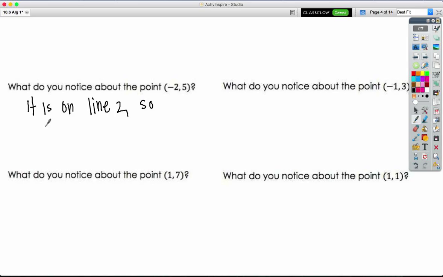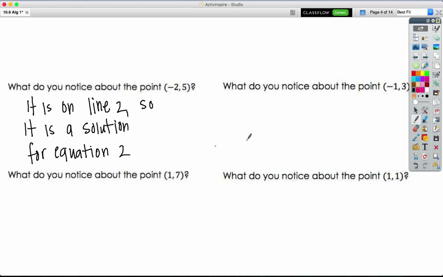So it is a solution for equation 2. So if a point is on a line, that means it is a solution to that equation of that line. That is why if a point is a solution to a system, it is one that works in the equations for both lines.